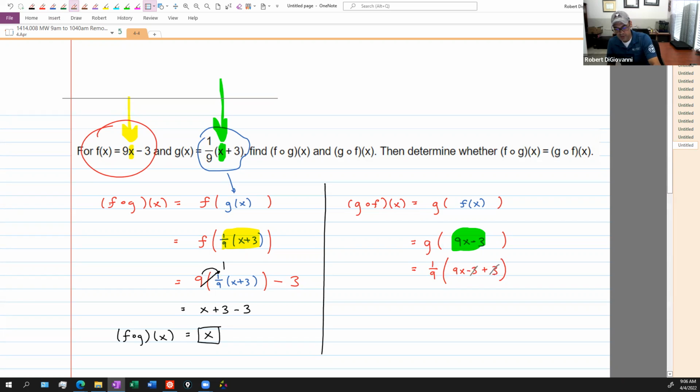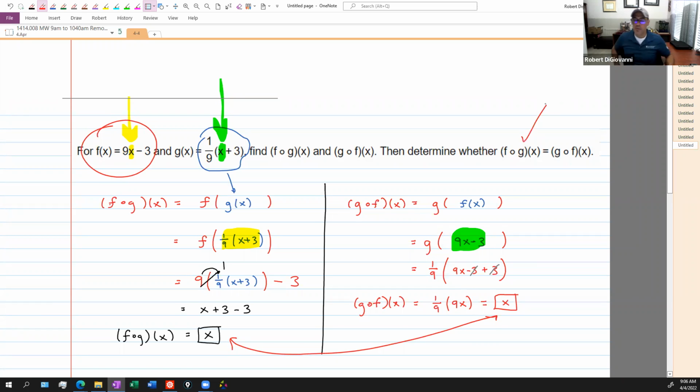The 3's cancel. And all I get here is 1/9 times 9x. And again, the 1/9 and 9 cancel out, and you just get x. So g of f of x is also x. So these two are equal to one another. So they are equal. And we've determined that both of these turn out to be x. Does that clarify any issues you had there?